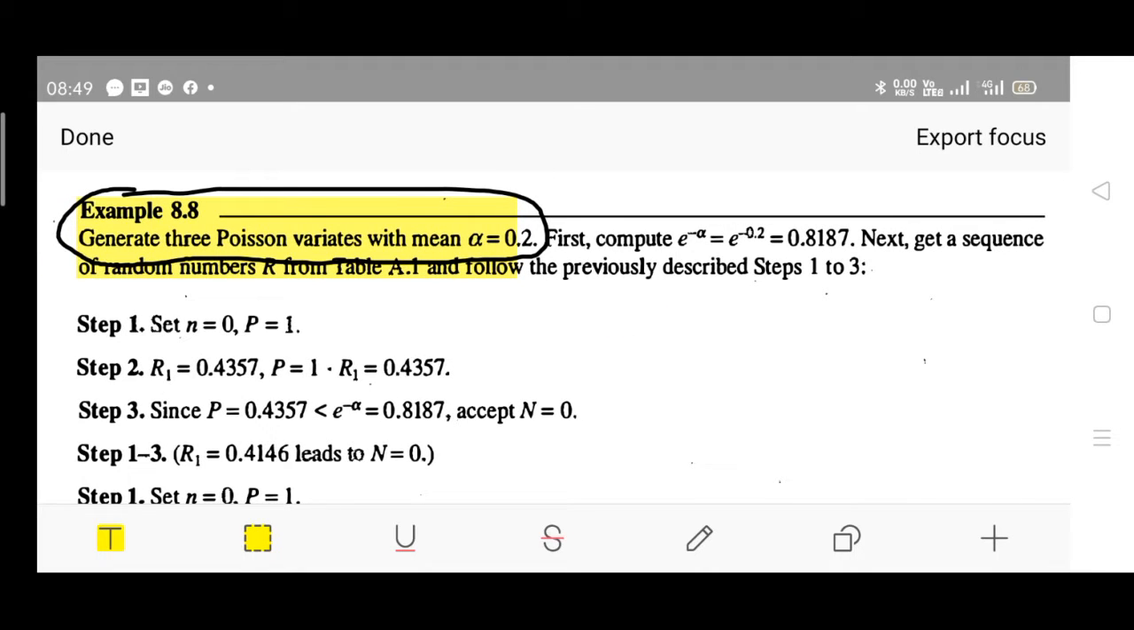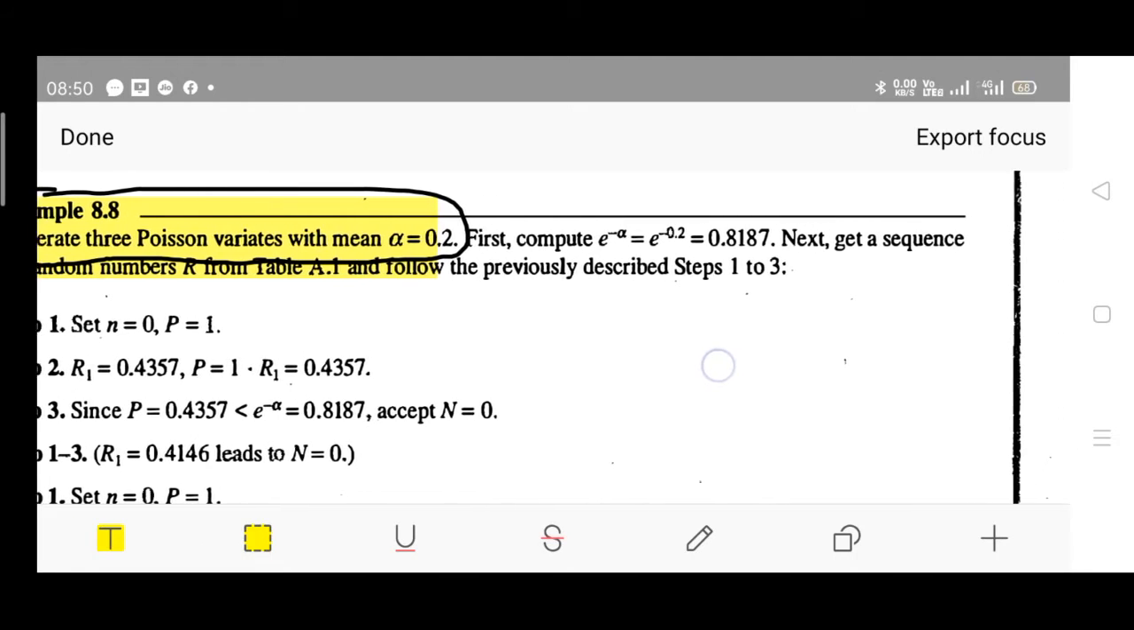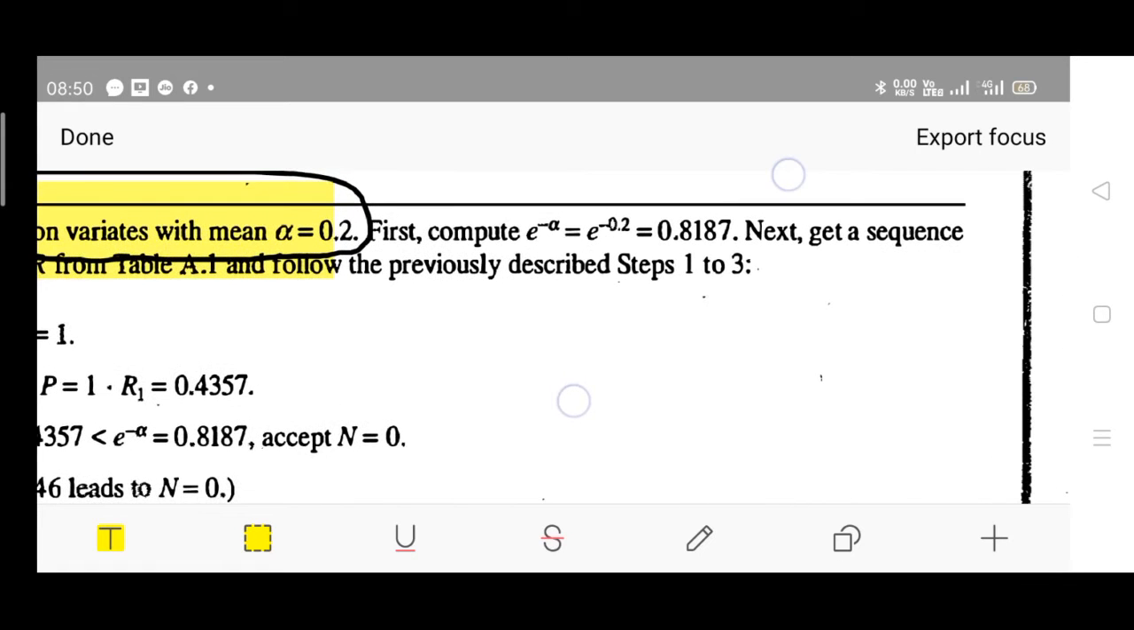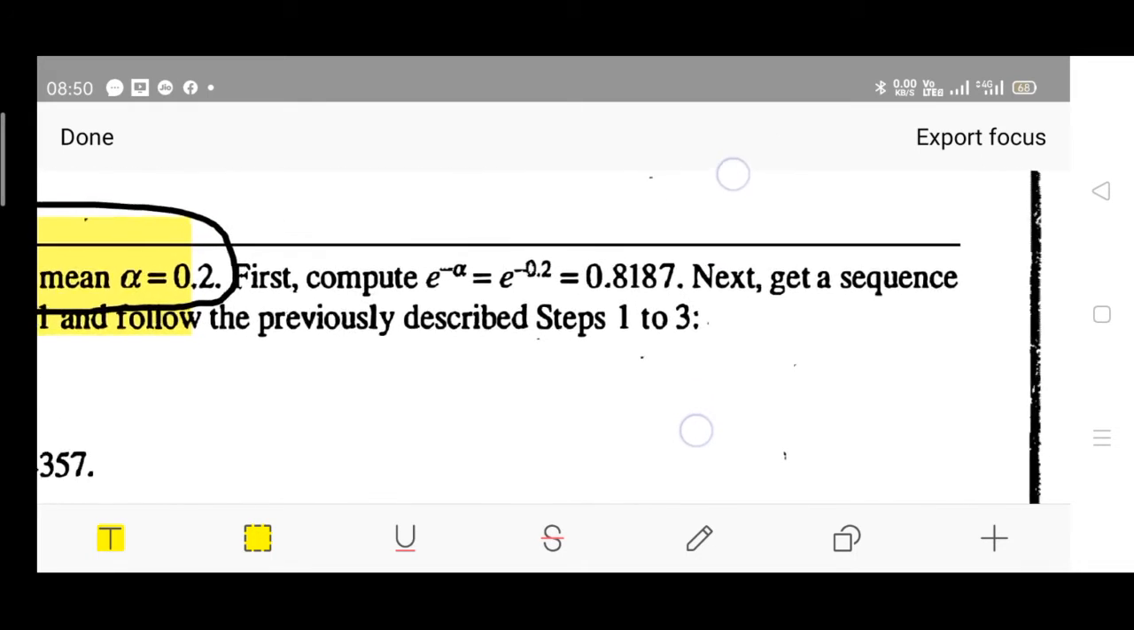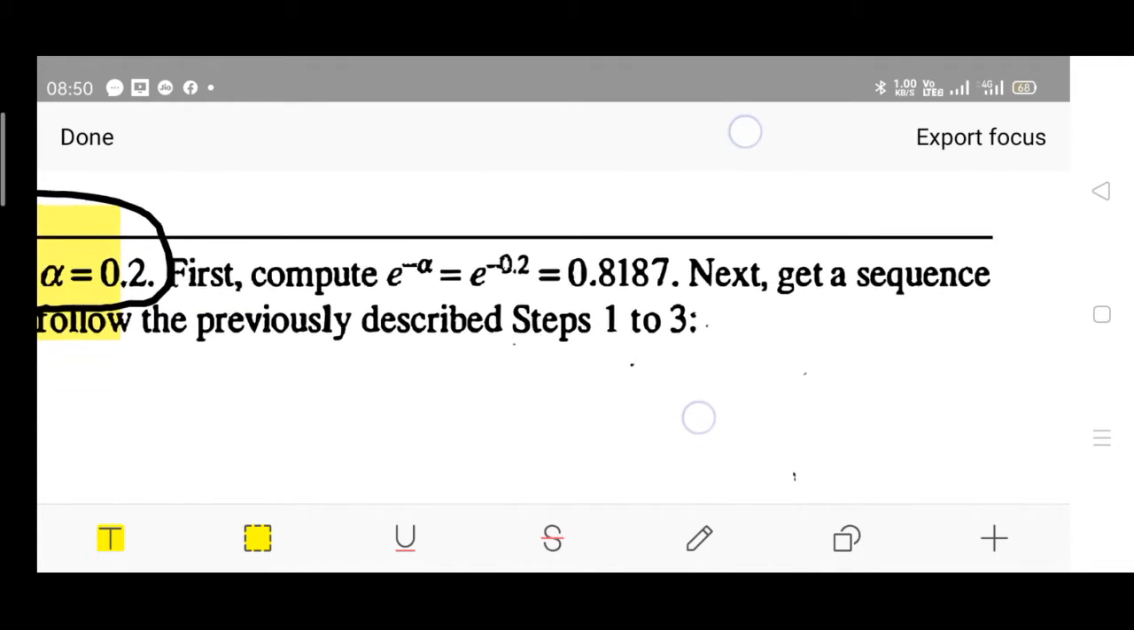Along with the question you are going to get either the chart or the random numbers, three values. First compute. As per the formula, you are supposed to compute e to the power minus alpha, that is e to the power minus 0.2, which after computation we obtain as 0.8187.